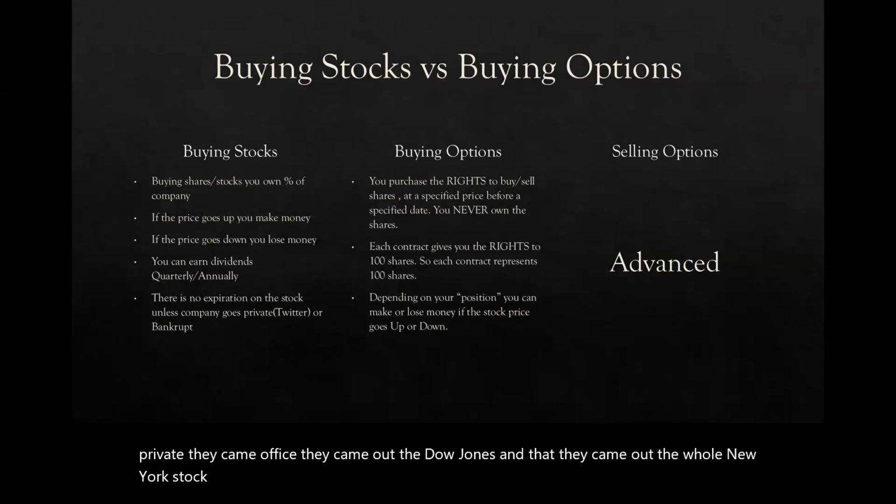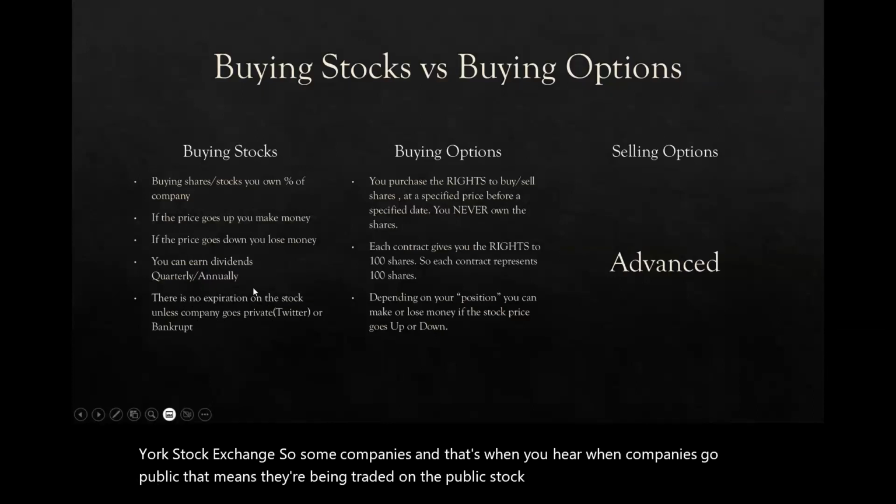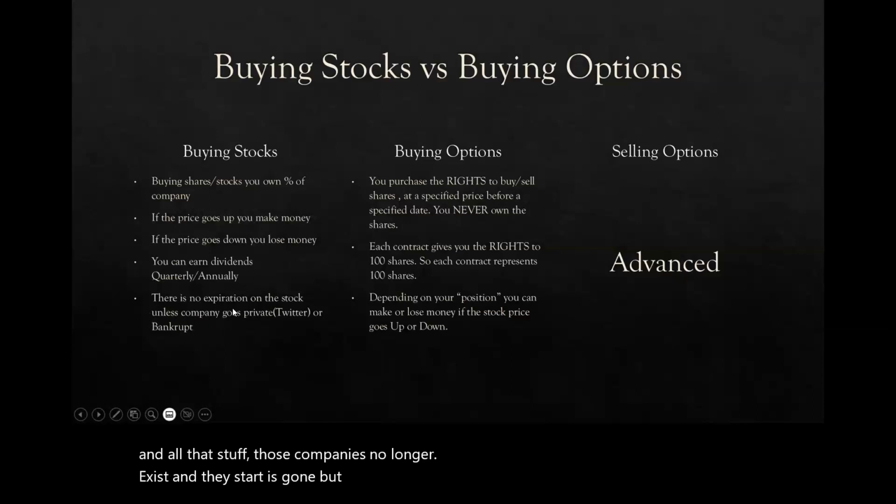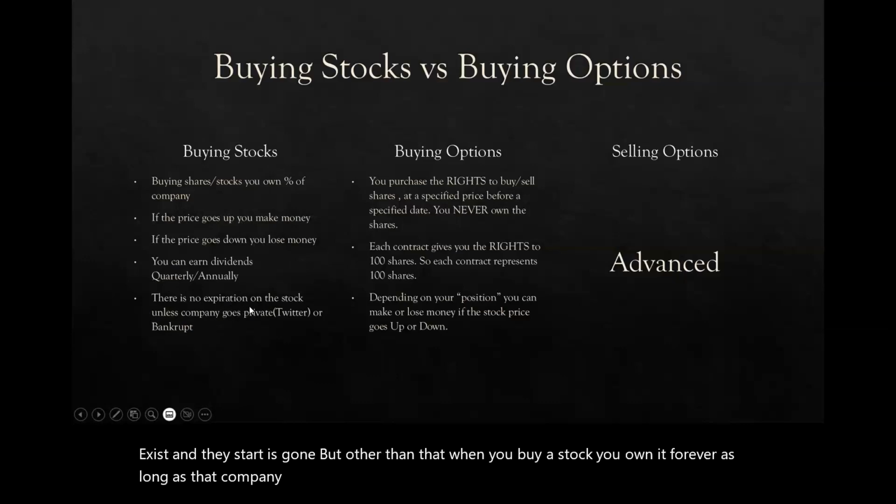So some companies, and that's when you hear when companies go public, that means they're being traded on the public stock exchange, and now you're able to buy stock and invest into that company. Or if a company goes bankrupt, like the dot-com, Enron, all that stuff, those companies no longer exist and the stock is gone. But other than that, when you buy a stock, you own it forever. As long as that company is within existence, you own it forever.